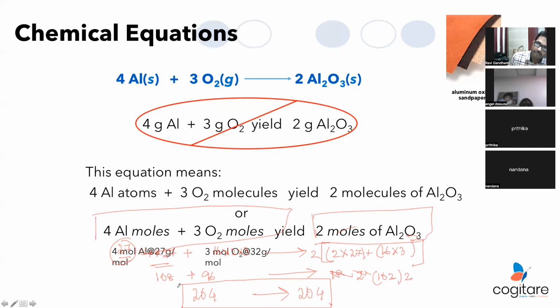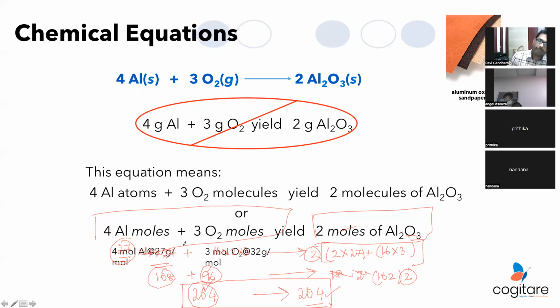Got this, guys? Yes. Yeah, I missed the 2 here, guys. That's it, nothing else. Right, 54 and 48, you get 102. 102 into 2 is 204. 108 plus 96 will give you 204. So 204 on the reactant side and 204 on the product side. Is this clear, guys? Yes.